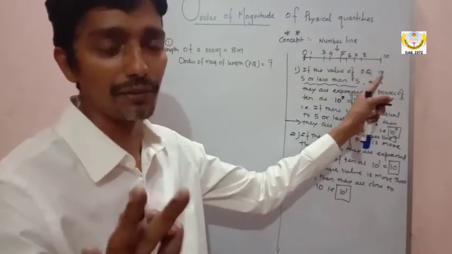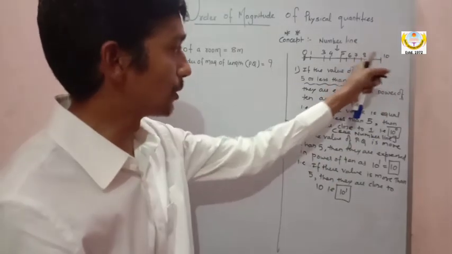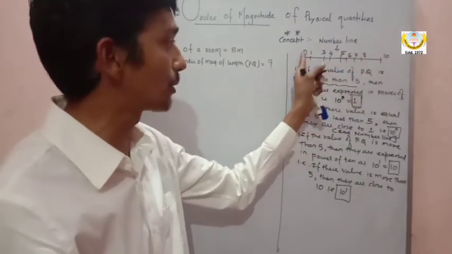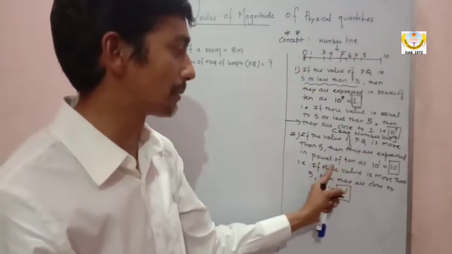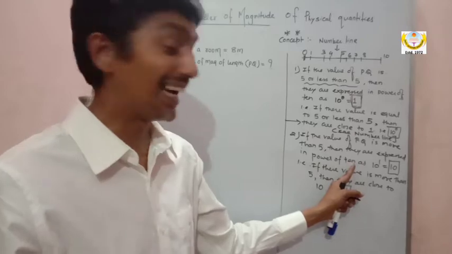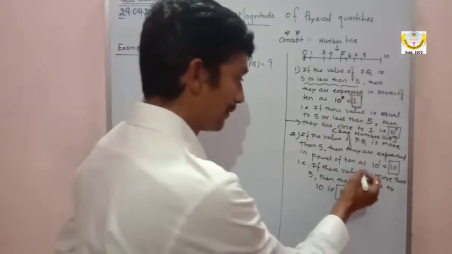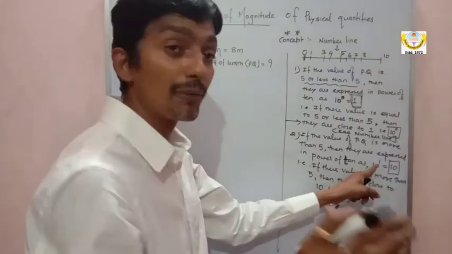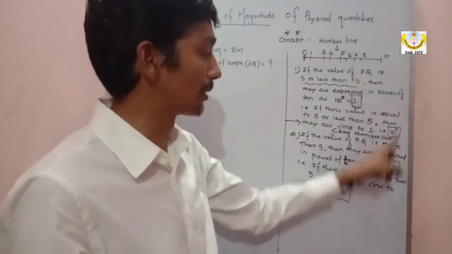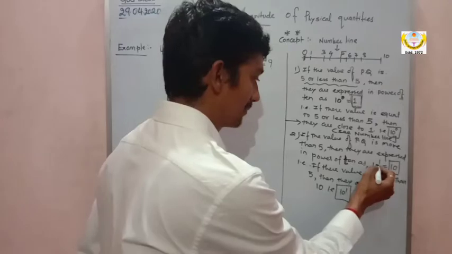Look at my video carefully. So 7 is close to 10, 6 is close to 10. They are not close to 1. So if the value of the physical quantity is more than 5, then how will you express them in power of 10? Power of 10 as 10 power 1, because they are close to 10, and we will write that as 10.